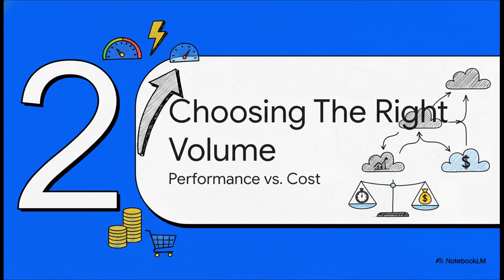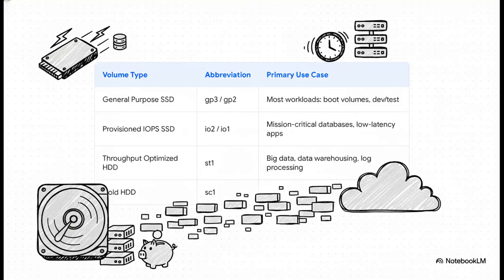See, AWS gives you a bunch of options, and making the right call is all about that classic balancing act between performance and cost. Here's the quick cheat sheet. On one side of the spectrum, you have your super-fast solid-state drives, or SSDs. They're great for your everyday workloads and for high-performance databases. On the other side, you've got your more budget-friendly hard disk drives, or HDDs.